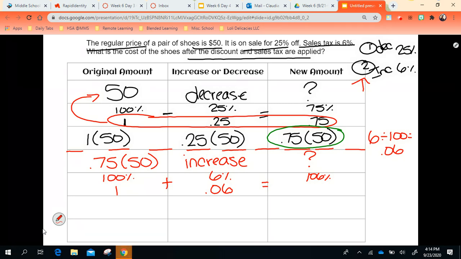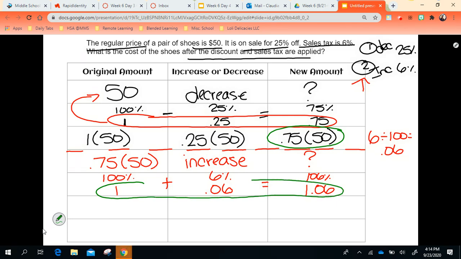If you're solving it on your calculator, make sure you don't put 100% plus 6%, because if not, you're going to get it incorrect. Just put 100 plus 6. For our decimals, it's 1 plus 0.06, which gives us 1.06.